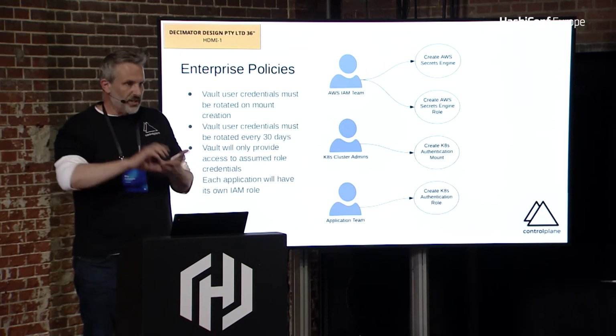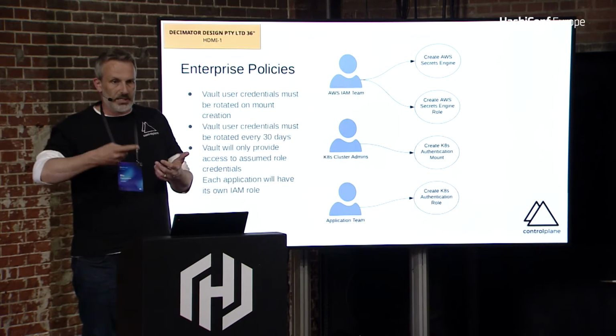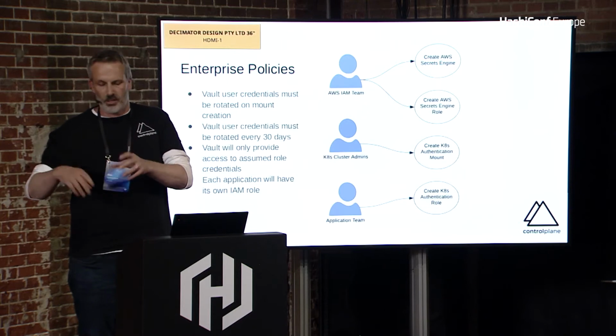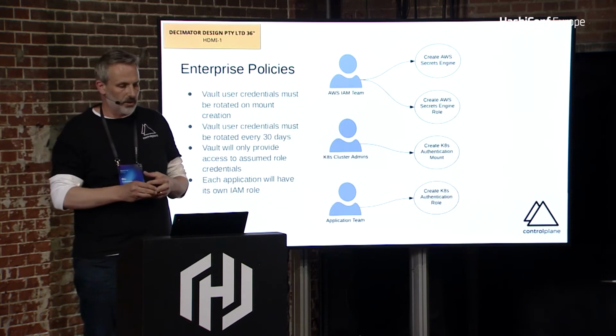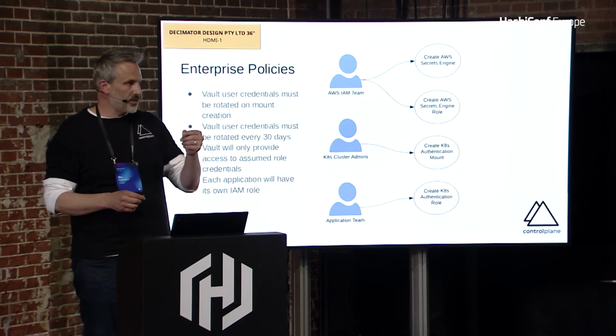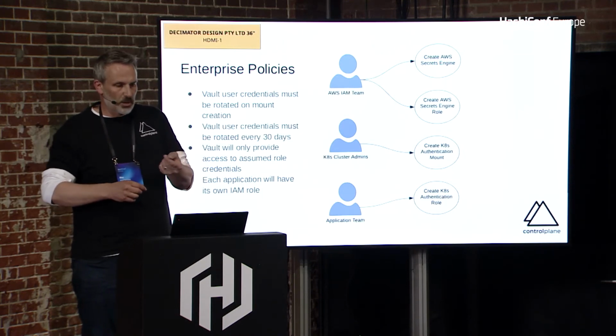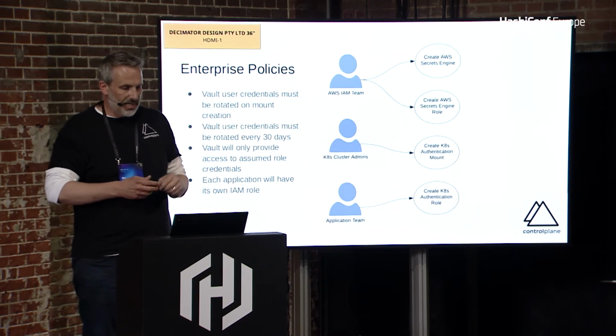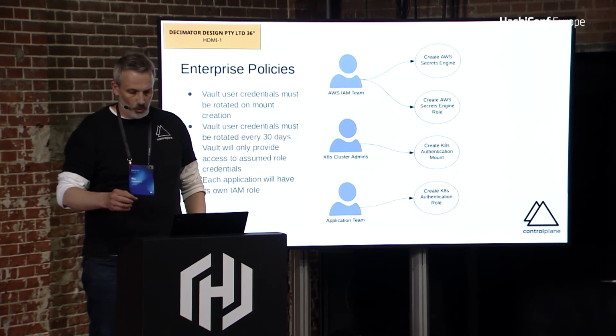So when we set up the AWS Secrets Engine, we want to rotate those credentials immediately. And then we don't want those fixed credentials sat there for a long time. So every 30 days, we'll rotate those credentials. Vault's only going to provide access to assumed role credentials. So we're going to create a role for each application and map that through. And each application is going to have its own IAM role.